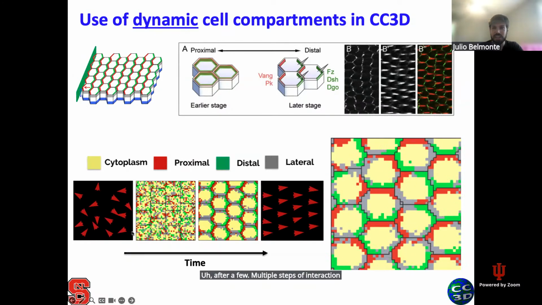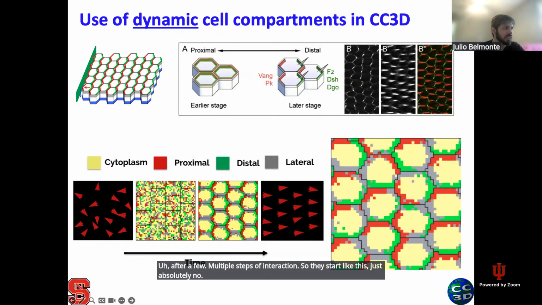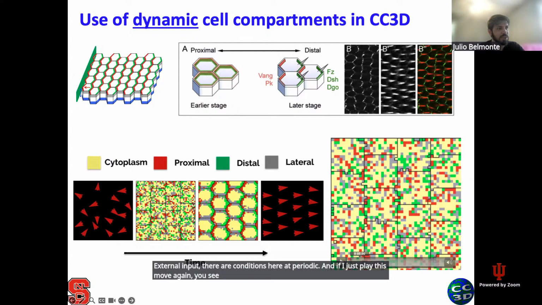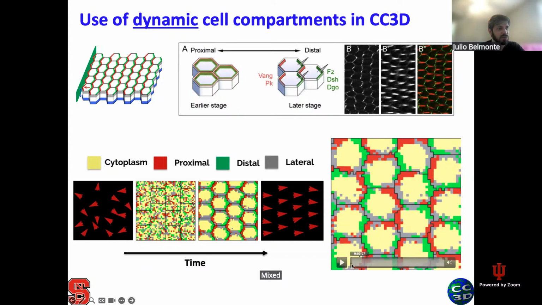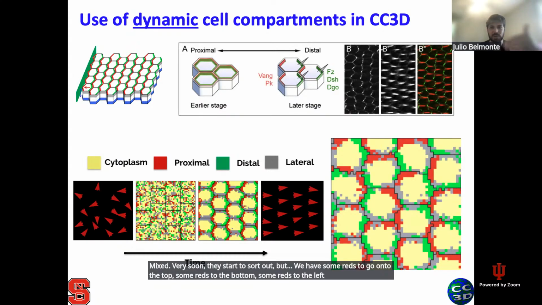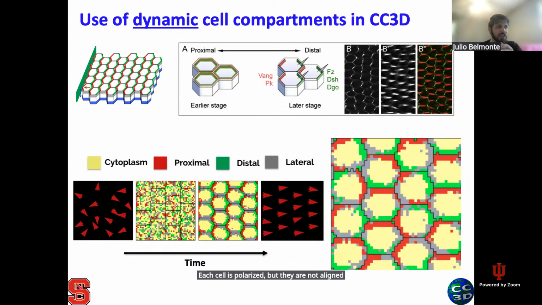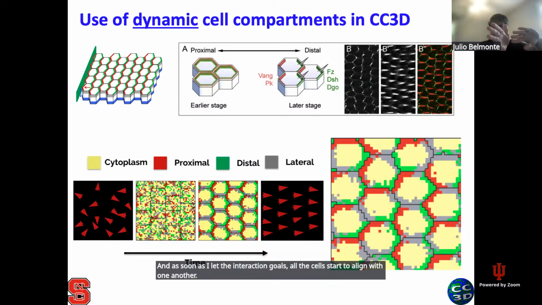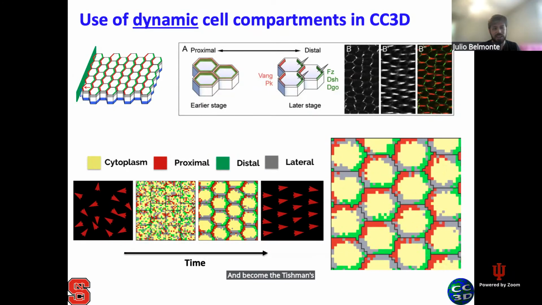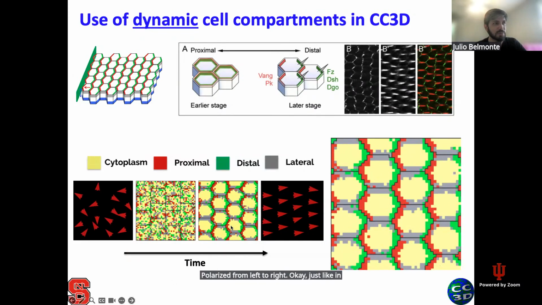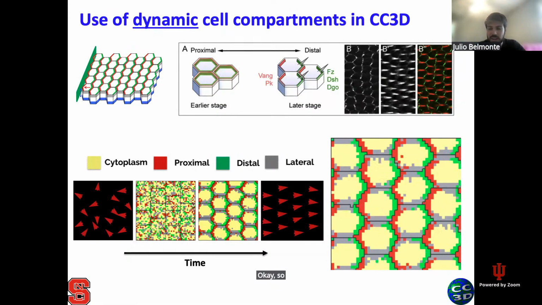So they start like this. There's absolutely no external input. The conditions here are periodic. And if I just play this movie again, you see that they all start mixed. Very soon they start to sort out, but we have some reds to the top, some reds to the bottom, some reds to the left, some reds to the right. So each cell is polarized, but they're not aligned with anyone else. And as soon as I let the interaction go, all the cells start to align with one another and the tissue becomes globally polarized. In this particular example, it polarized from left to right, just like in this picture here. So that's what we're going to be doing today.